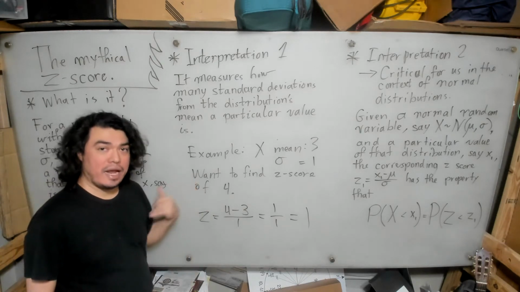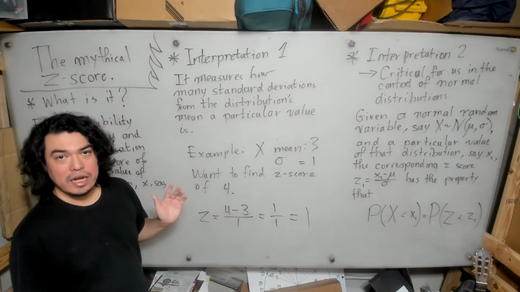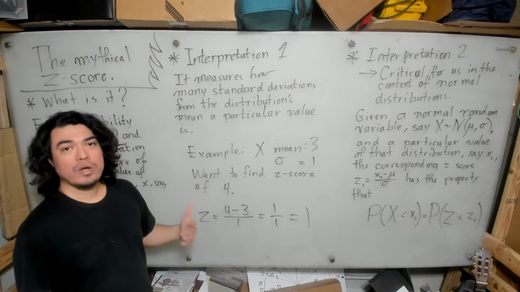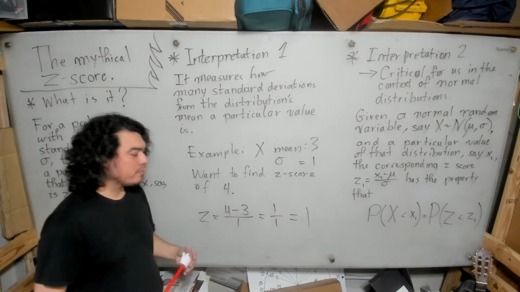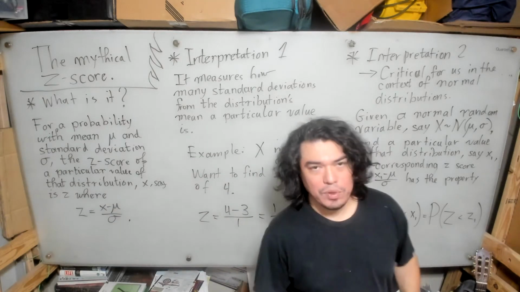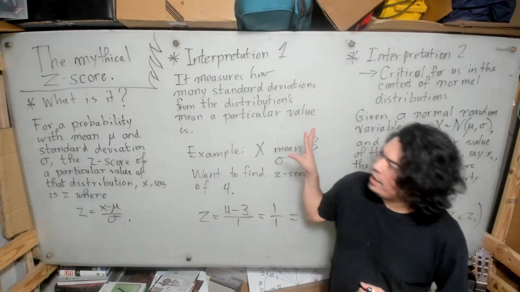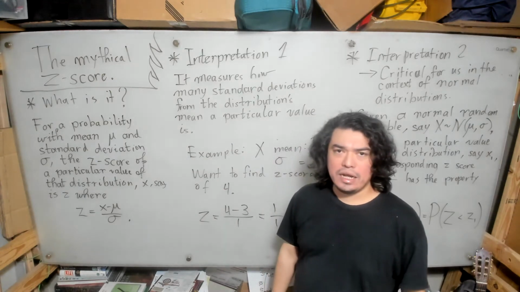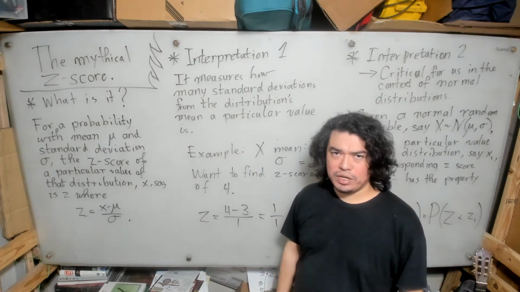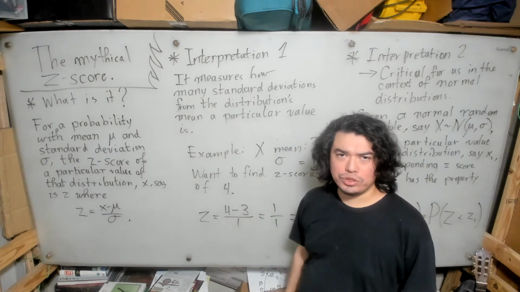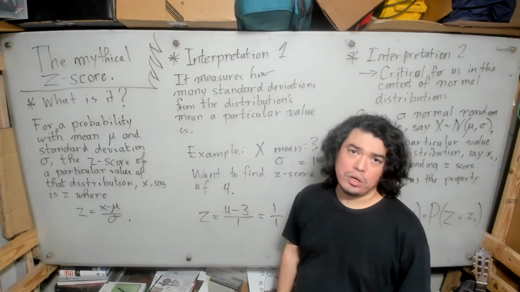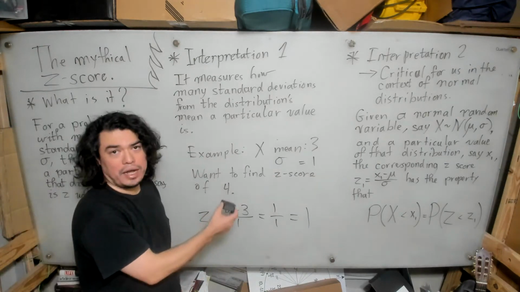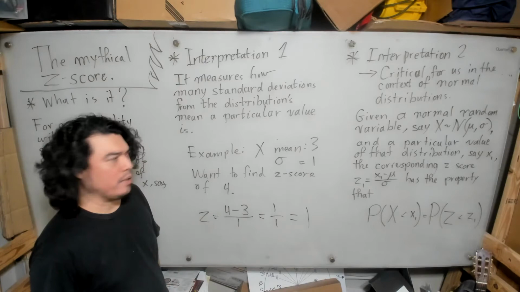If it had been a negative value, let's say it had been -1 instead, then we would have said that that value is 1 standard deviation less than the mean, or 1 standard deviation to the left of the mean. Okay? So now, I will say this though. Even though in this interpretation, interpretation 1, I have not stated that the normal distribution is necessary, this is almost always used almost exclusively with the normal distribution, okay? But you can interpret it this way, as being how many standard deviations you are from the mean.